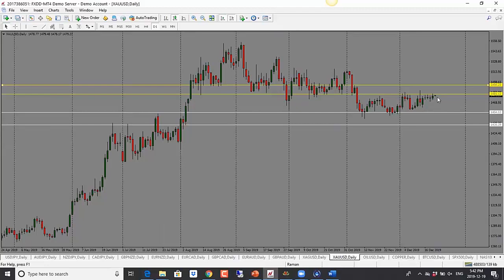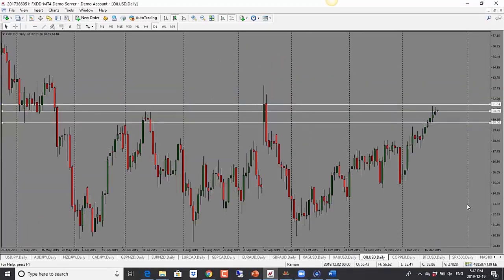And if it holds above 1481, next target is 1494. So bullish bias here for gold. Oil here, oil's still giving us those pins here.